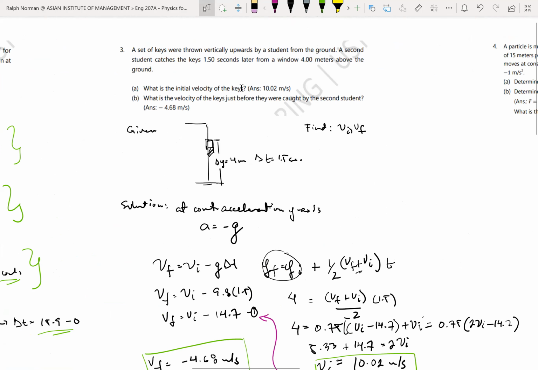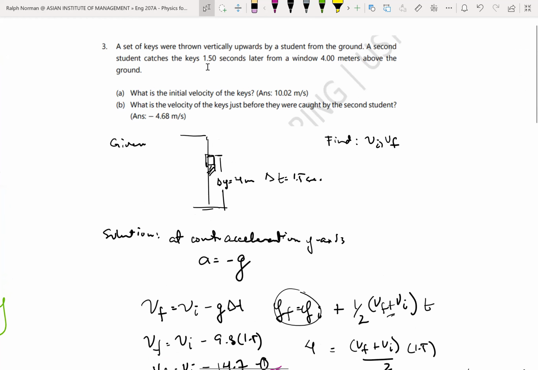Okay, this one is straight from your surface study. For the lecture workbook, it's a different variation. The only difference is someone catches your keys while it's going up. So a set of keys were thrown vertically by a student from the ground. A second student catches the keys 1.5 seconds later from a window 4 meters above ground. And we're being asked what is the initial velocity of the keys? What was the launching velocity, so to speak? And what is the velocity of the keys just before they were caught by the second student?